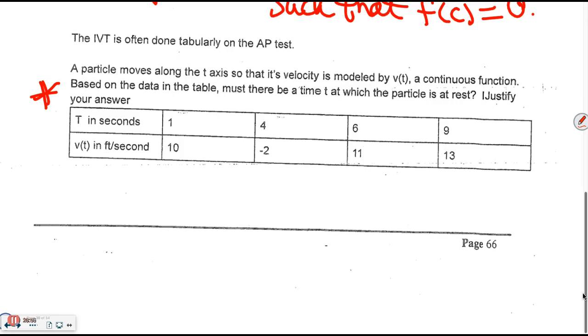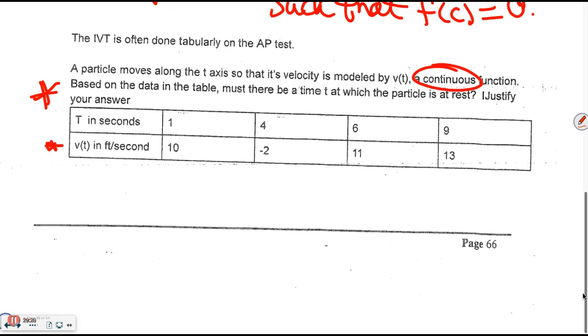Anyway, it says a particle moves along the t-axis, so now t is time like it usually is in the real world, and it's a continuous function. That's important, because if it didn't state that, I can't conclude. Based on the data in the table, must there be a time at which the particle is at rest? If something's at rest, what's its velocity? 0. Are you guaranteed at least one spot where v of t was 0?